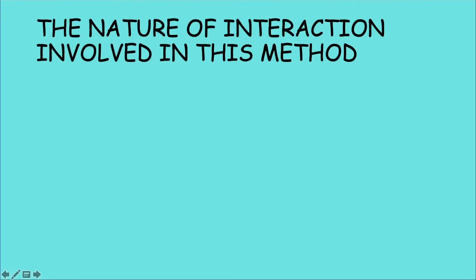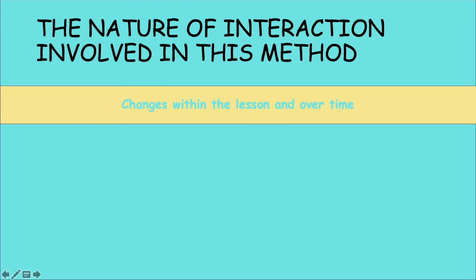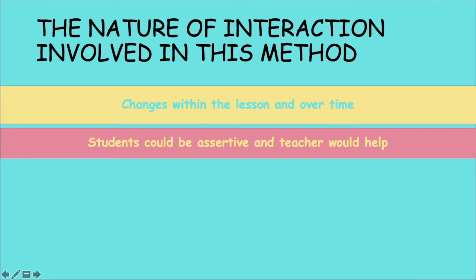What is the nature of student-teacher or student-student interaction in this method? This actually changes within the lesson and over time. Sometimes the students are assertive, for example, when they are conversing with each other. When this happens, the teacher would help them to be able to express themselves in the language that they are learning. The teacher would physically exclude themselves from the circle in order to encourage students to interact with each other.